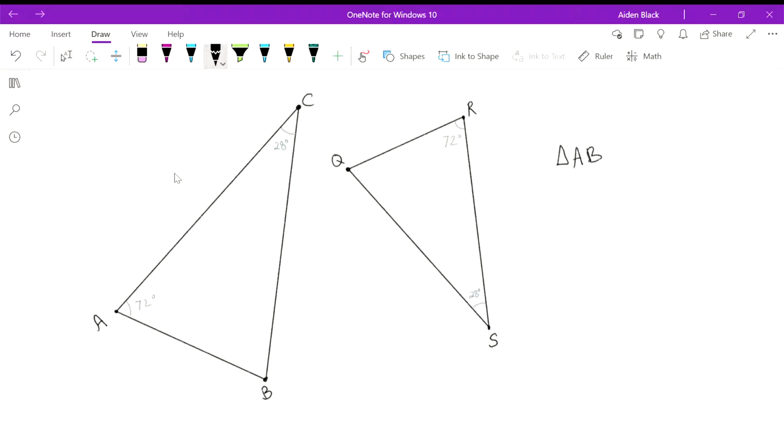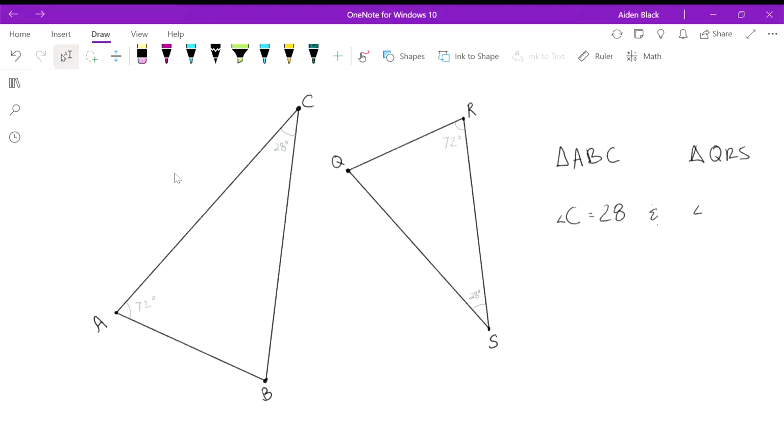So ABC, triangle QRS. So by the angle-angle theorem, since we have angle C is equal to 28 degrees and angle S is 28 degrees, and we have that angle R is 72 degrees and angle A is also 72 degrees, then we have two similar triangles.